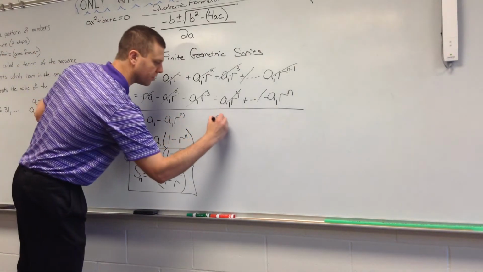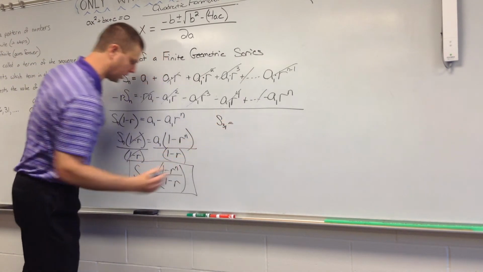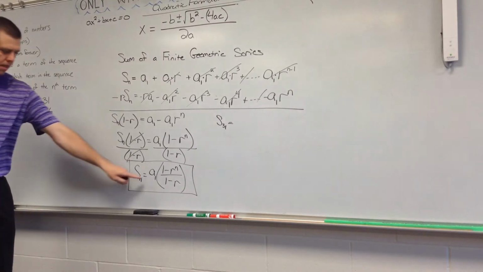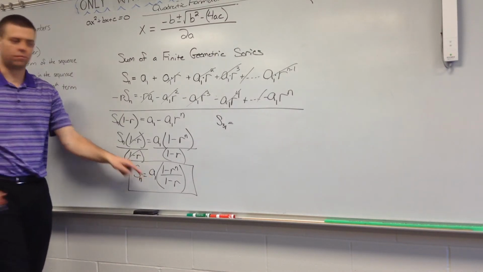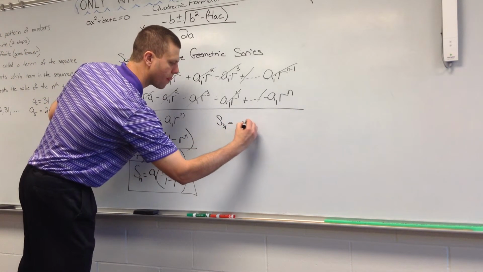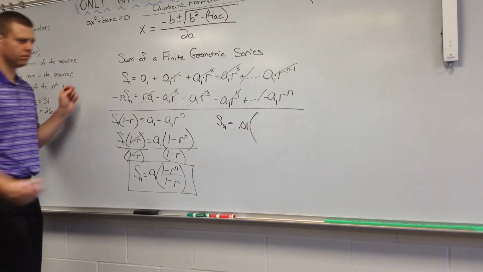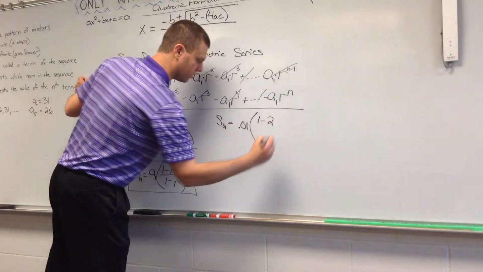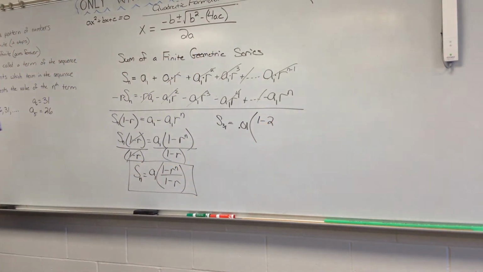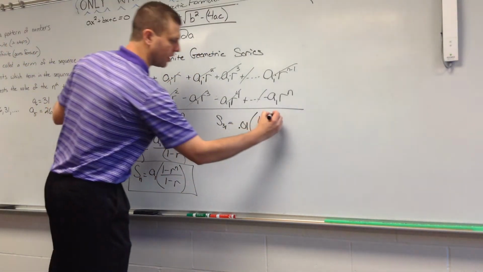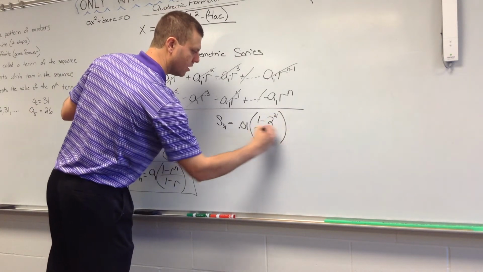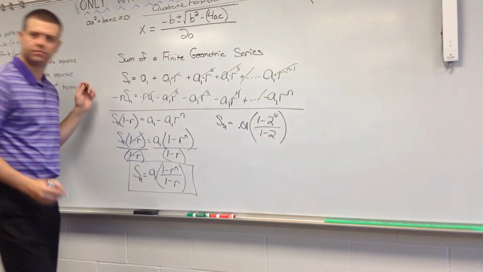So the sum of those 31 terms would equal what? 0.01. Our first term was 0.01, right? What's our ratio? 2. So 1 minus 2 to the 31st, weren't there 31 numbers we're adding together? All over 1 minus 2.